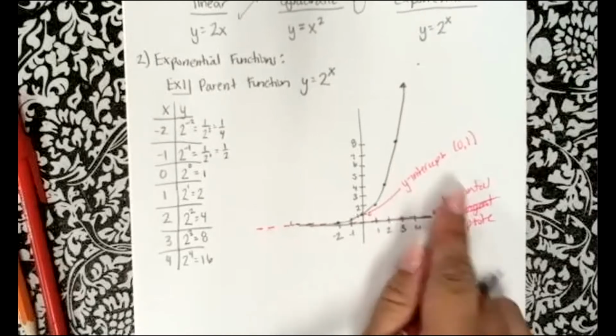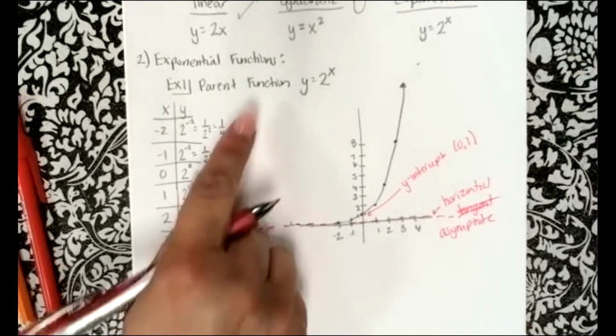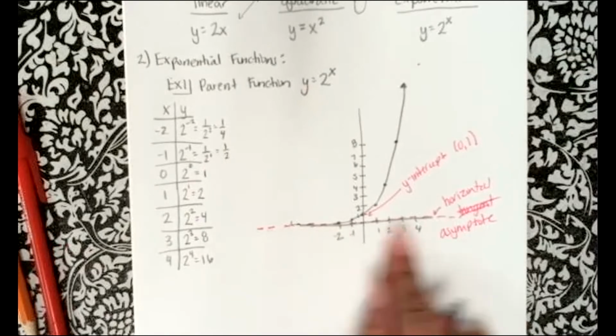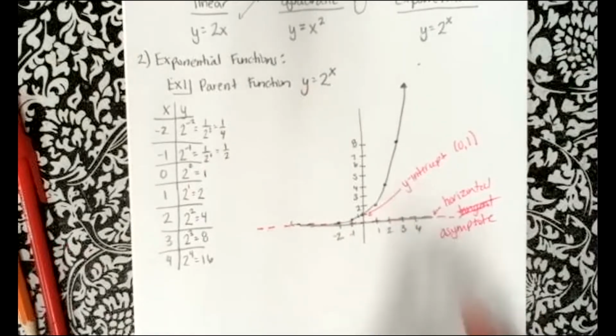And the reason why I'm stressing these two things about it is because we're going to be doing transformations here. And this is what you're going to want to be shifting. You're going to want to be shifting the horizontal asymptote along with the y-intercept.